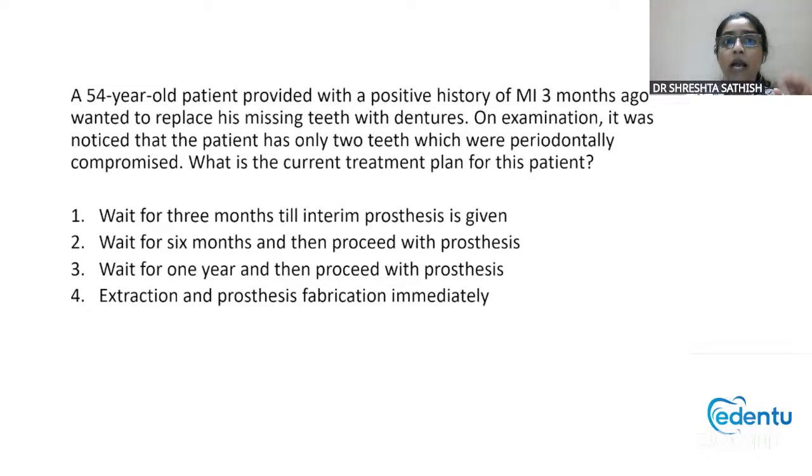But once it has crossed about 6 months or 9 months, you can actually ask them for consent. If it is aspirin, they can reduce the dosage, or if it is clopidogrel, they will advise you to go ahead with the extraction and plan the prosthesis. So you wait for 6 months and then proceed with the prosthesis.